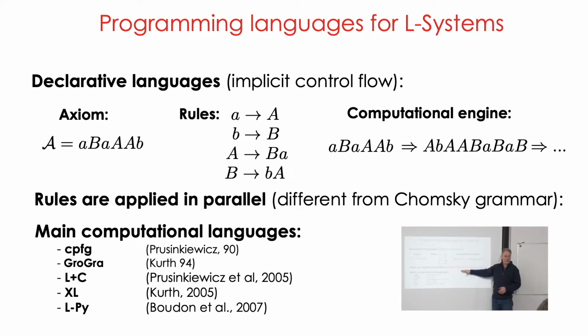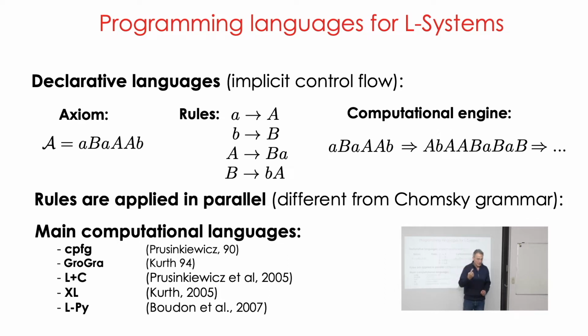I repeat this because I didn't insist so much before on that. L systems are specific systems that are close to Chomsky grammars, which are the grammars of the natural language, but with a very important and key difference: these rules apply all at a time on the string to make the derivation.